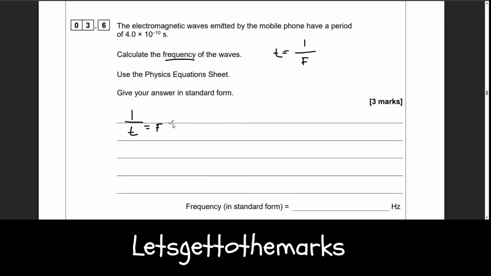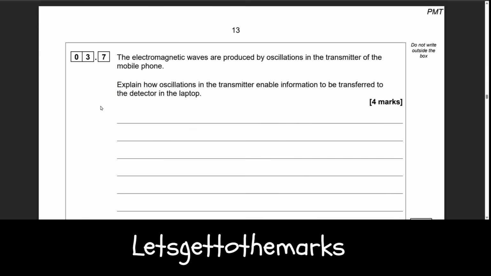Now we just need to put in the digits, and we're going to do 1 divided by 4 times 10 to the minus 10. Your calculator will probably put this straight into standard form for you. And if not, you can just press SD on your calculator and it will do. And your answer is going to be something like 2.5 times 10 to the 9. And that is going to be your answer for 3 marks. So you're going to get 1 for that, 1 for putting the numbers in, and 1 for your correct answer in standard form.